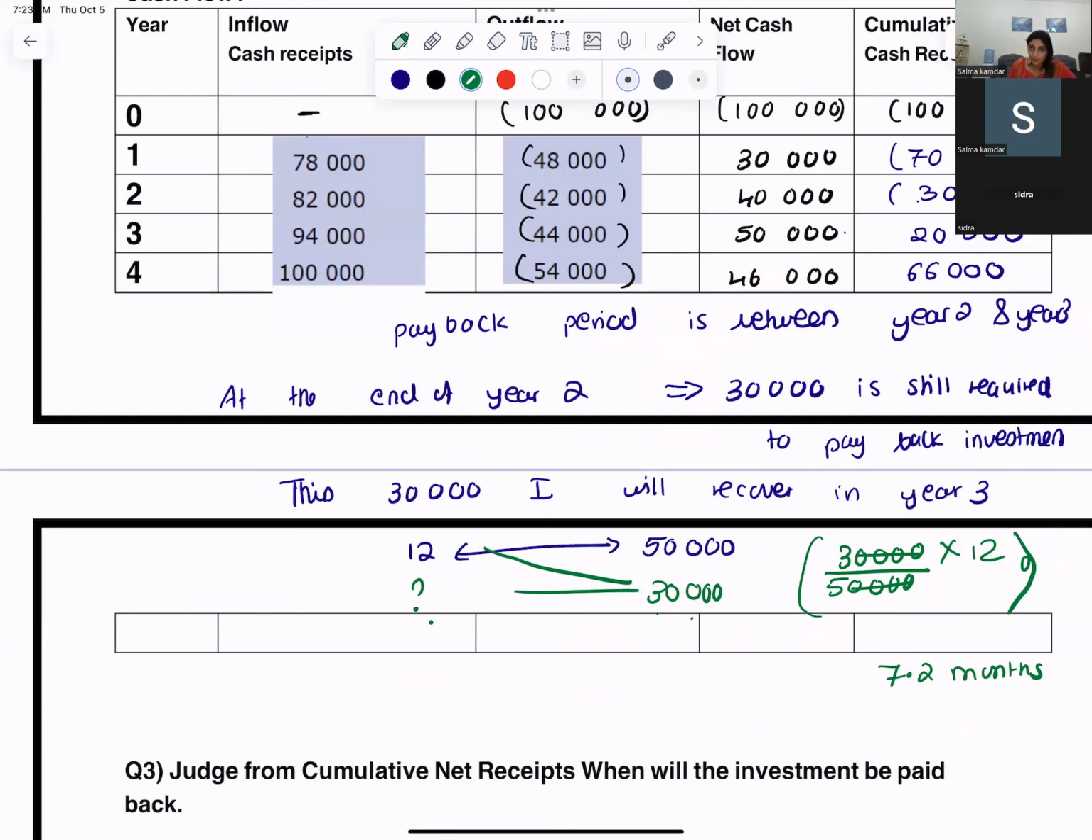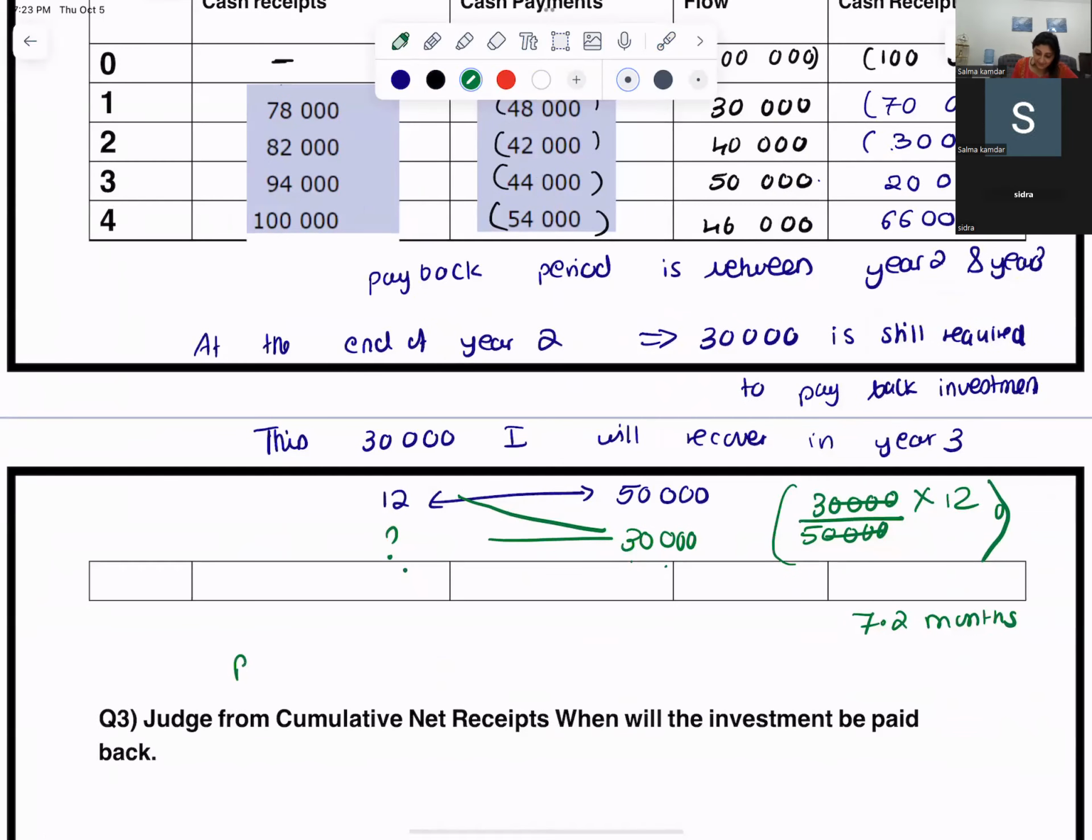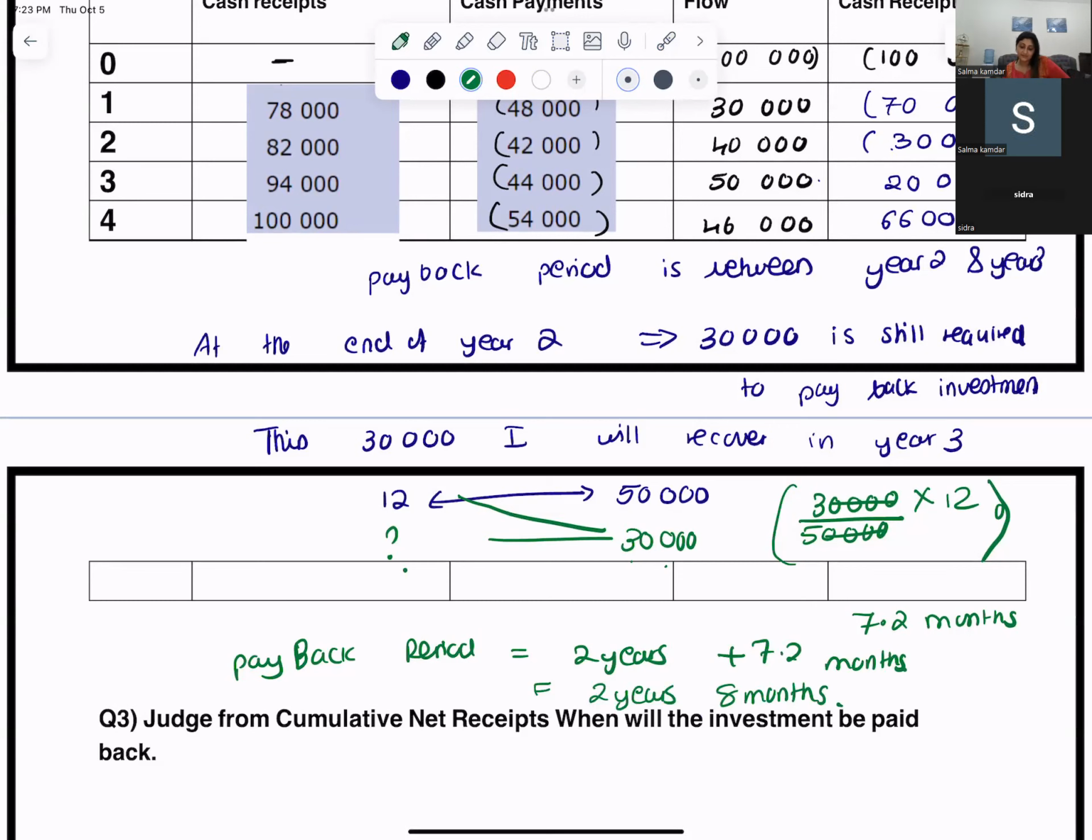That means your payback period is, can I say, 2 years plus 7.2 months? But there is nothing that is called 0.2 months. It is 7 months and 20 days. So can I say it is 2 years, 8 months? Okay.